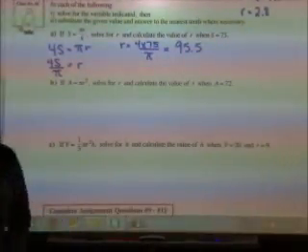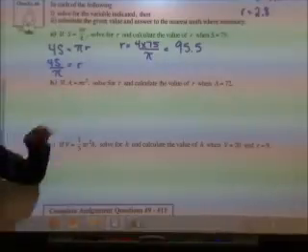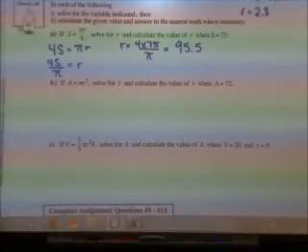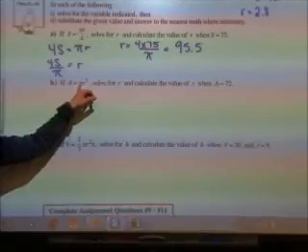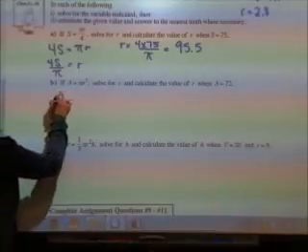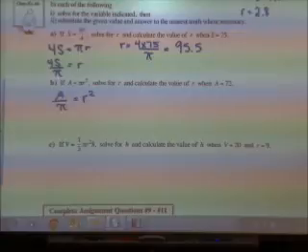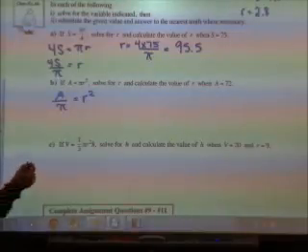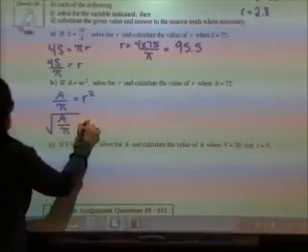Okay, so now if I look at B. If A equals pi r squared, solve for r, and then calculate the value of r when A is equal to 72. So if I want to get this r by itself, how did I build it? Well, I squared the r, and then I multiplied it by pi. We want to divide by pi first, and then how do I get rid of the square? Find the square root. So I'm going to take the square root of A divided by pi.